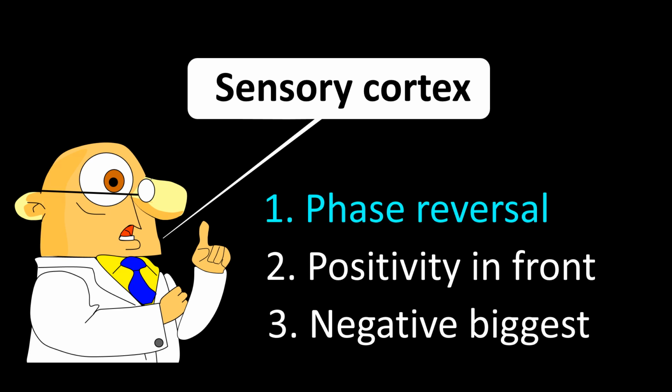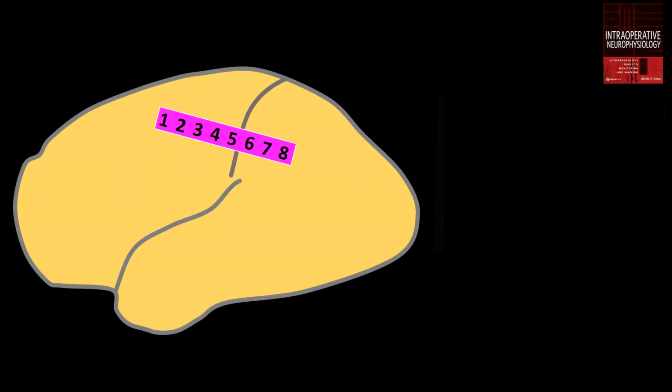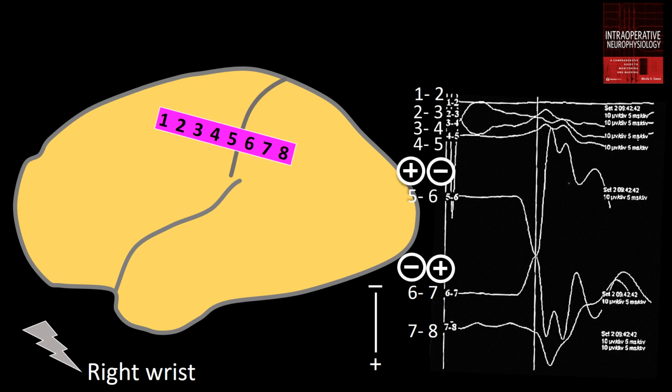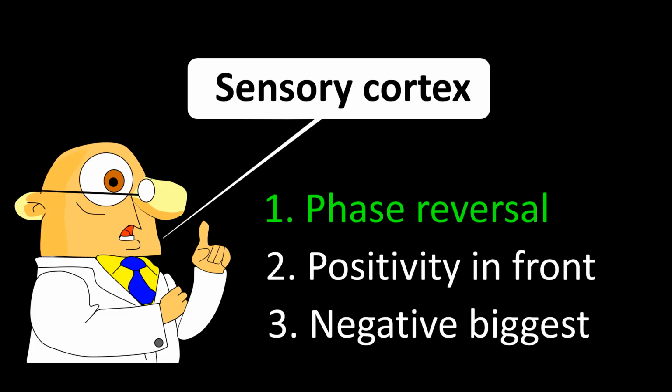Let's look first at the phase reversal. Once the strip of electrodes is placed going across what we believe is the central sulcus, a bipolar montage is constructed connecting electrodes in the chain. 1 is connected with 2, 2 is connected with 3, and so on. Then the opposite wrist, in this case the right wrist, is stimulated and the waves are recorded, as you can see. Notice that the waves in the 5 to 6 derivation and the 6 to 7 derivation have a negativity at electrode 6, and that the location of electrode 6 is behind what we thought was the central sulcus.